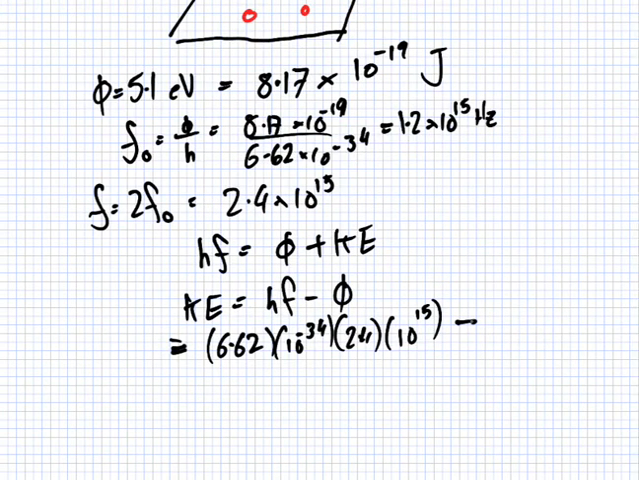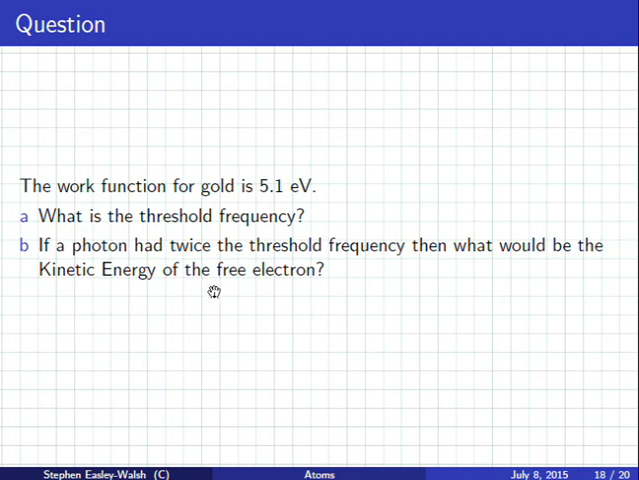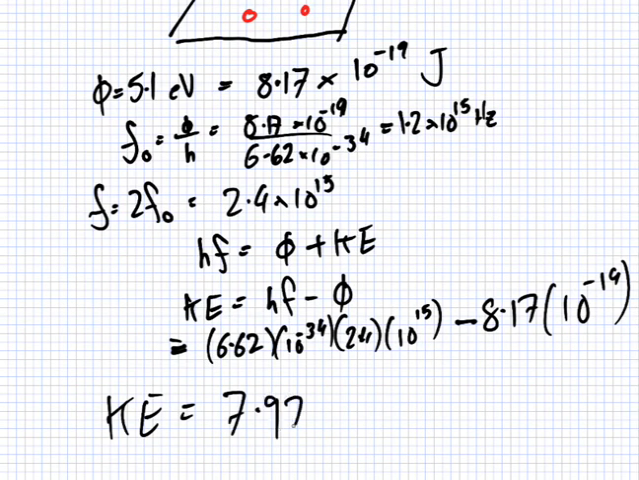minus 8.17 times 10 to the minus 19. So what do I get? That's it. 10 to the minus 19 joules. So that's how much kinetic energy my free electron would have if the frequency used was twice the threshold frequency. Yeah? Okay.